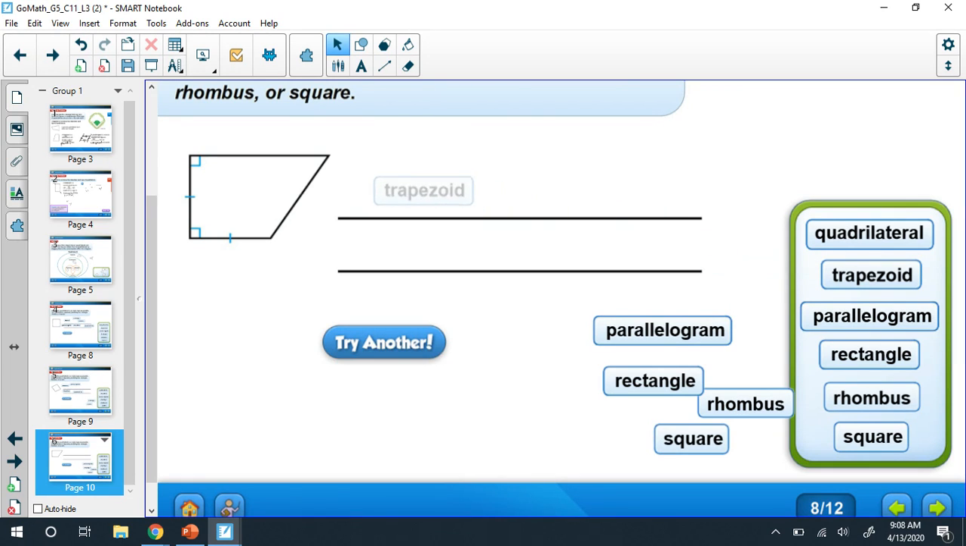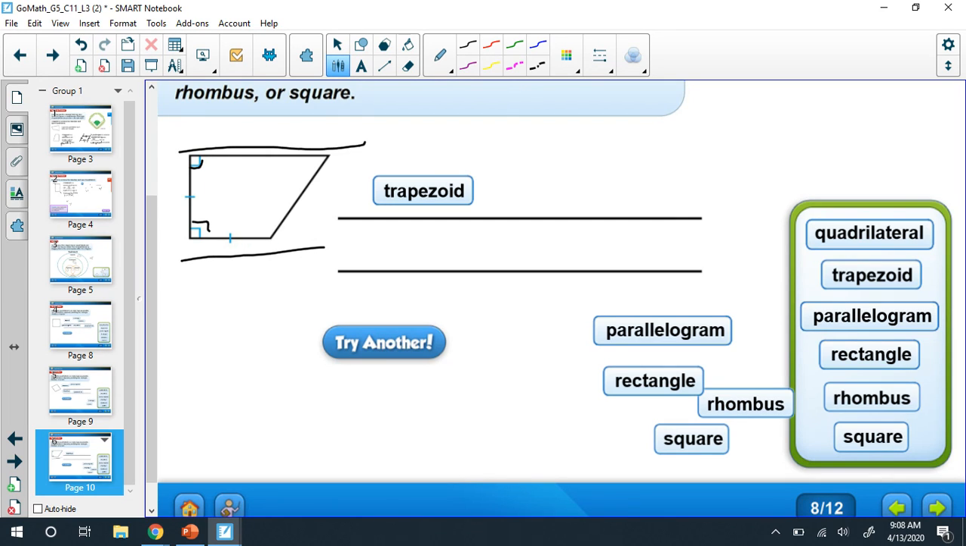It does have parallel sides. And the way that I know that it has parallel sides is because here in this corner, I see that both of these are 90 degrees, which means that these two sides have to be parallel. They will never, ever intersect. Finally, it's a four-sided shape, so it's also a quadrilateral.